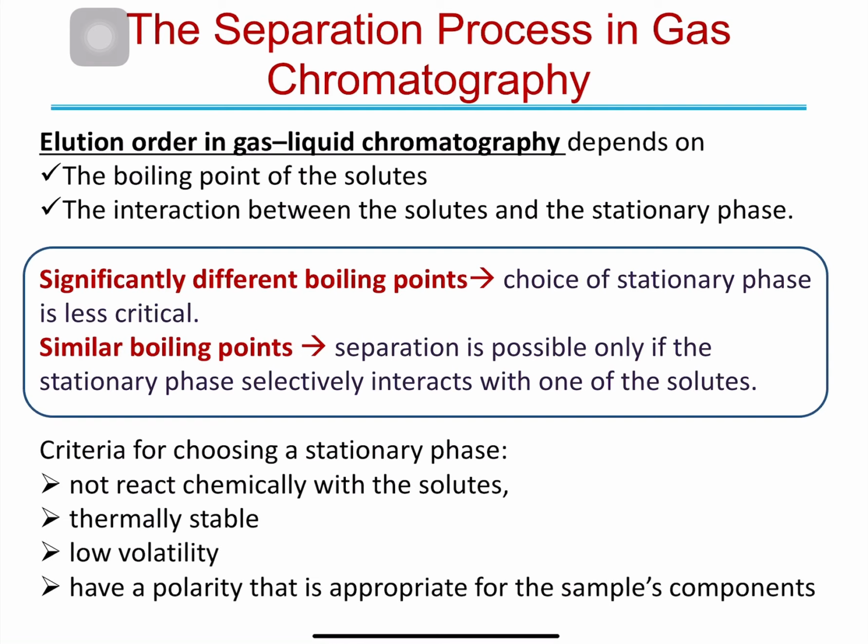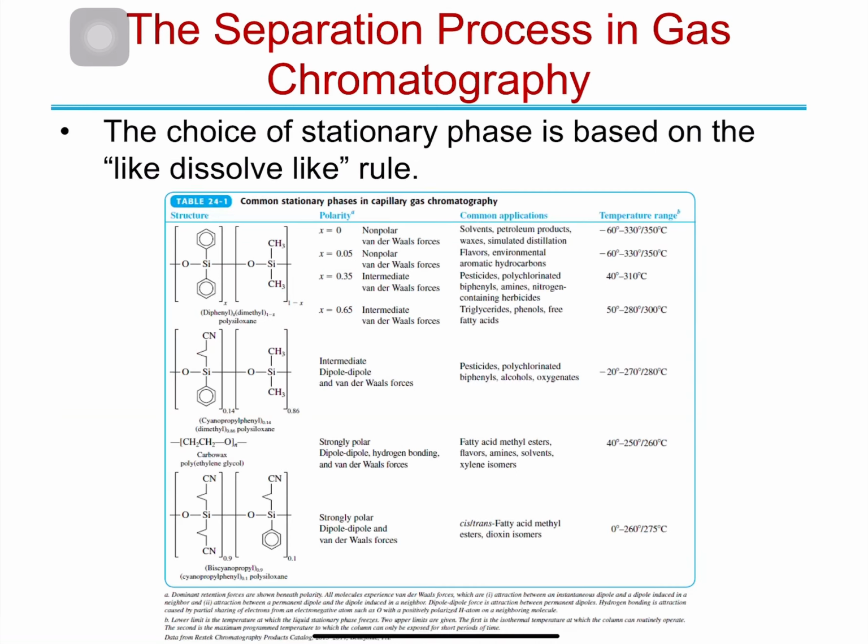It must be thermally stable. Remember, the whole system works at high temperature and must have low volatility, and the polarity of your system must be appropriate for your sample components. Why is the polarity important? Because the choice of the stationary phase here will be based on like dissolves like.